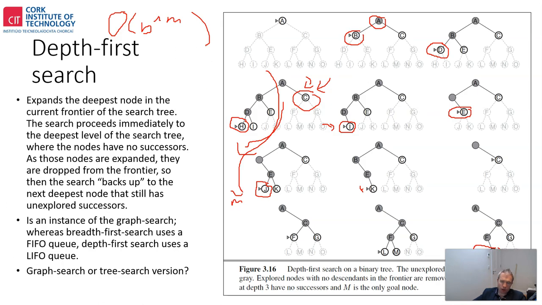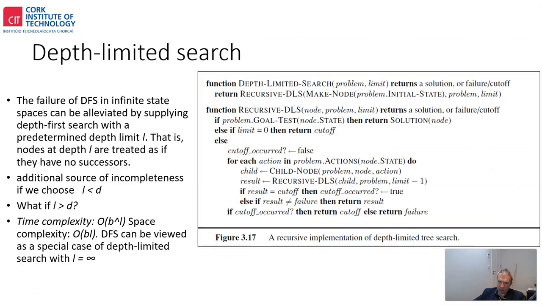Okay. Again, there's variants in this approach, which I'm not going to go into today, but I might get to next week. So, depth limited search. The failure of depth first search in infinite state spaces can be alleviated by supplying depth first search with a predetermined depth limit L. That is, nodes at depth L are treated as if they have no successors. Okay, so the depth limit solves our issue with the infinite path problem.